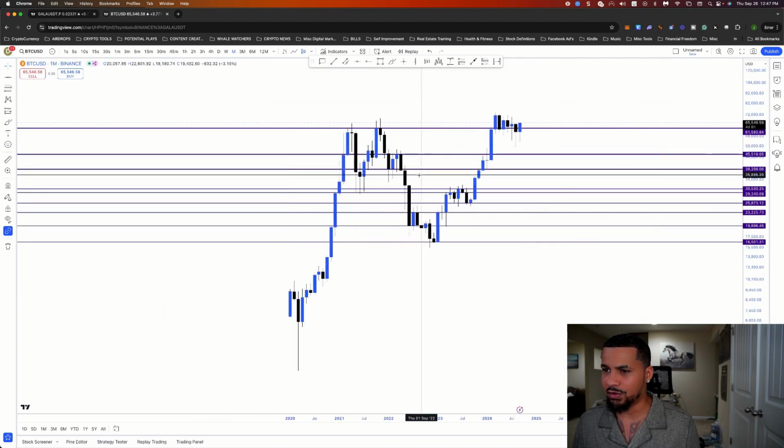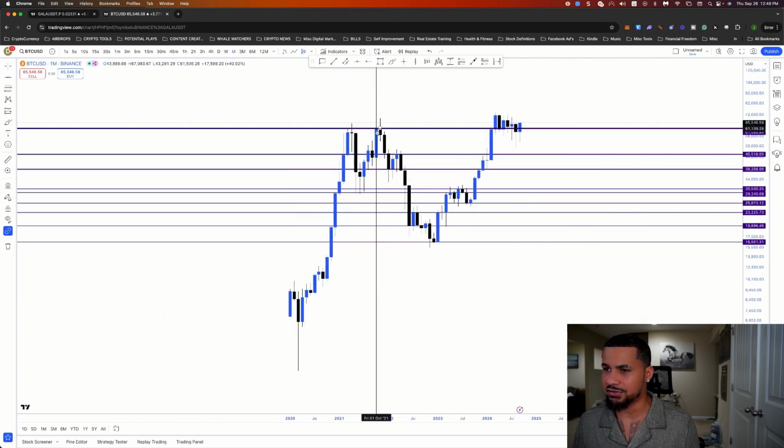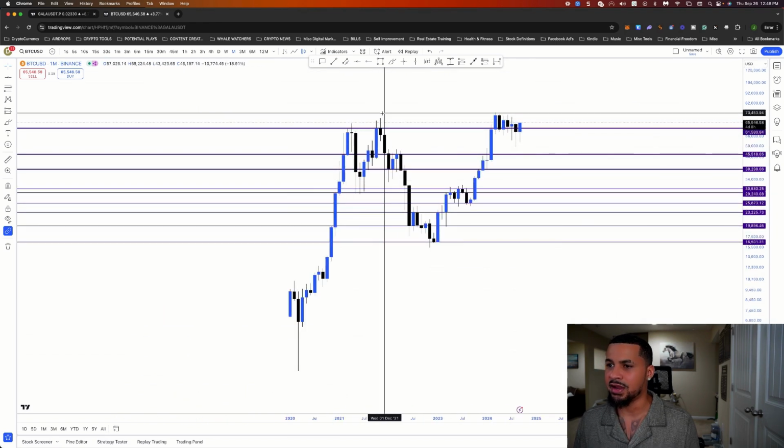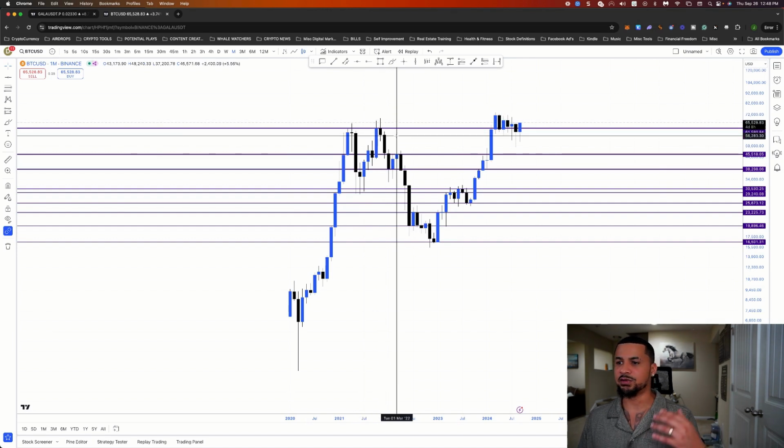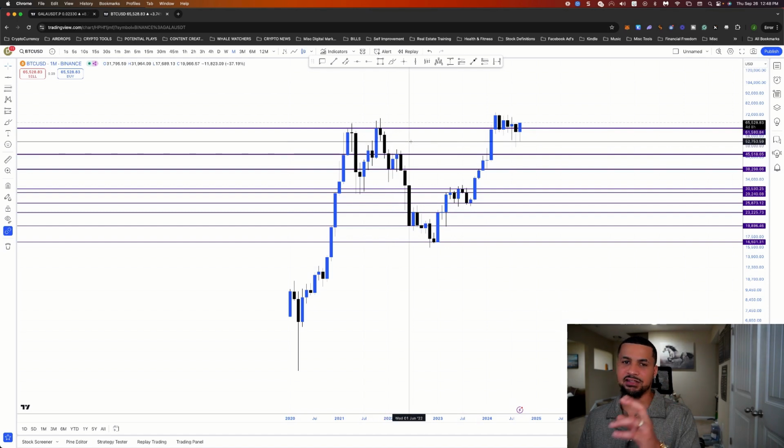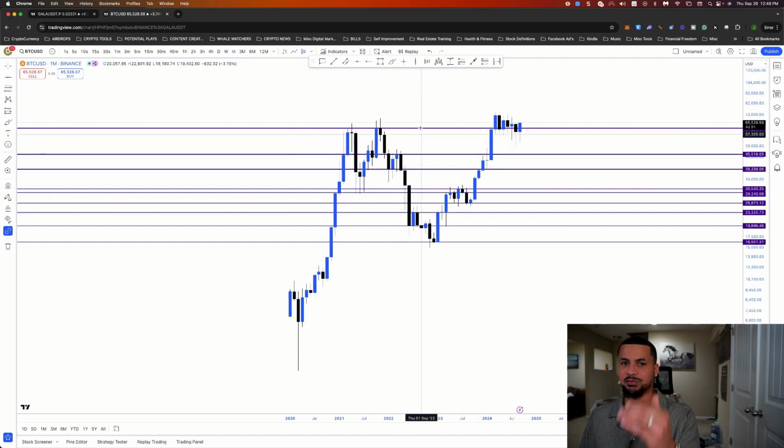This is where you want to be plotting your resistances and your supports, right where these candles are. These wicks, we'll have another lesson on that and pay attention to that later, but as of right now, that's not important. We just want you to practice plotting these zones on your chart so that way you can visually see this as price is bouncing back and forth.